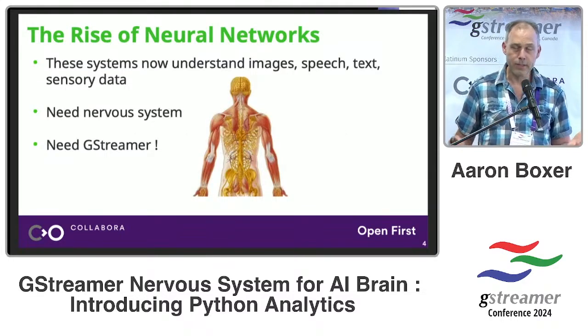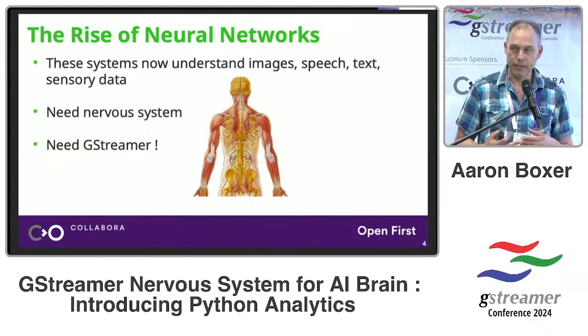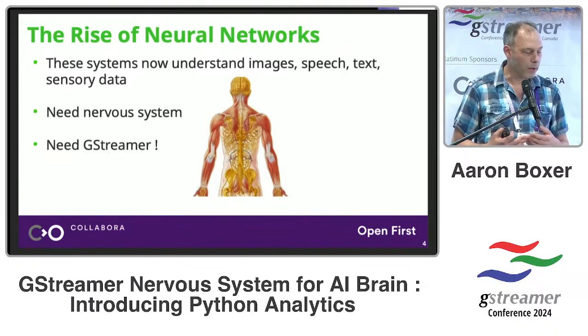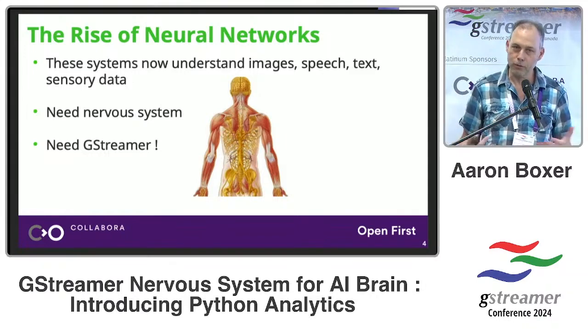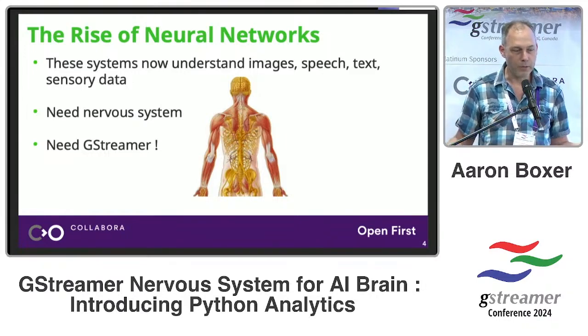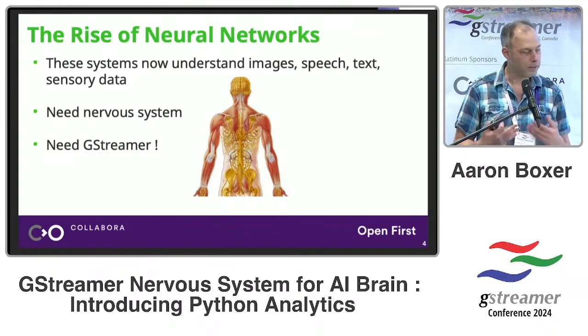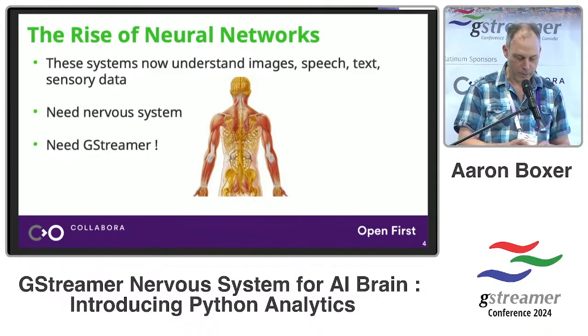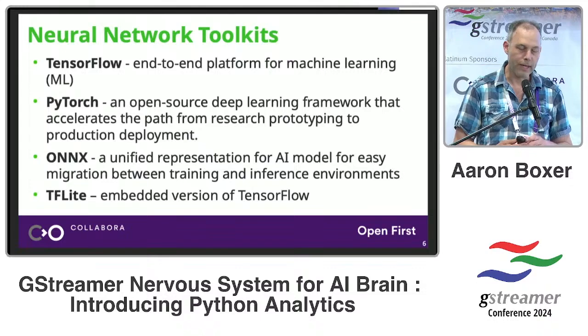So increasingly, these systems are starting to match the functionality of our own nervous system, our own brain. They can understand images, text, sensory data, and audio. And so there needs to be a way of transporting sensory data into those brains and moving the results out. In other words, they need a nervous system, and they may not realize it, but they really need GStreamer to be that nervous system. So we're going to talk about, first of all, how these neural networks work and how we can integrate it better into GStreamer.